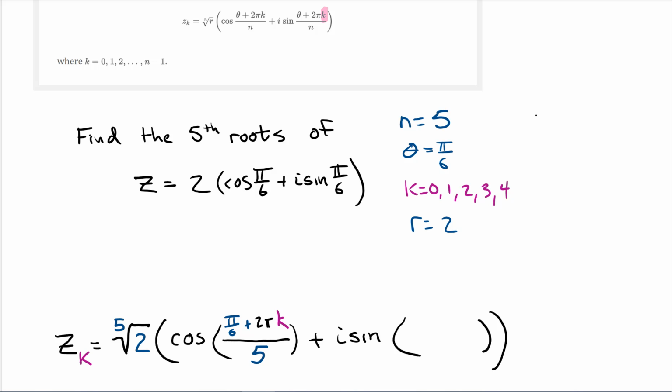So let me put that in purple as well. And then we're going to write the same thing in over the new sine, plus that 2 pi k. We now have a formula we can plug our k equals 0, 1, 2, 3, and 4 into to get our solution. So let's follow the way that the homework's going to do.